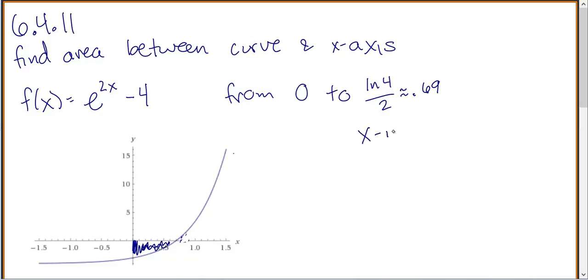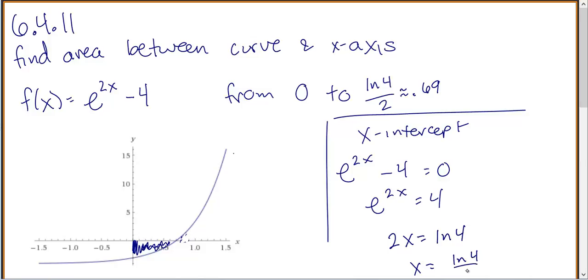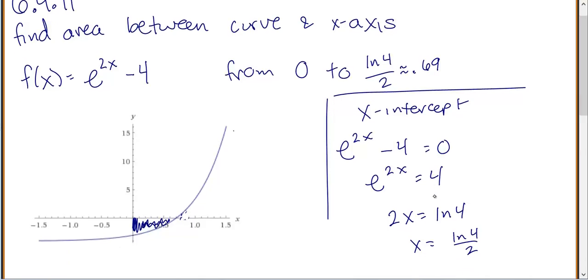So to find your x-intercept, you take your equation and set it equal to 0. So e to the 2x minus 4 equals 0. So e to the 2x equals 4, and to get rid of that e, you take the natural log of both sides. So if you take the natural log of both sides, we get 2x equals natural log of 4, and x equals natural log of 4 over 2. So it turns out that's why they picked such a random upper limit, because that is our x-intercept.